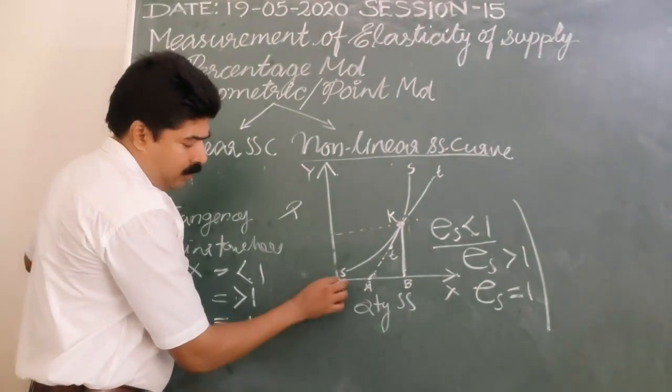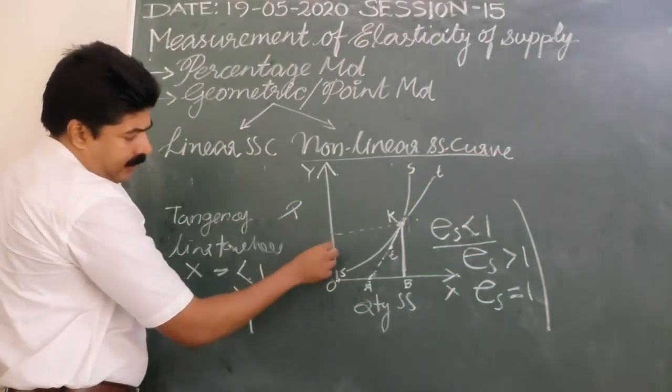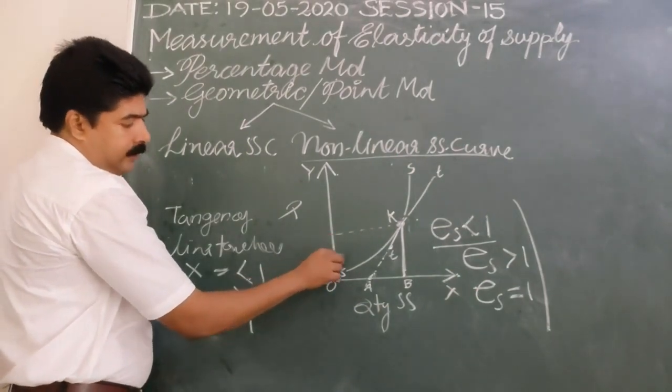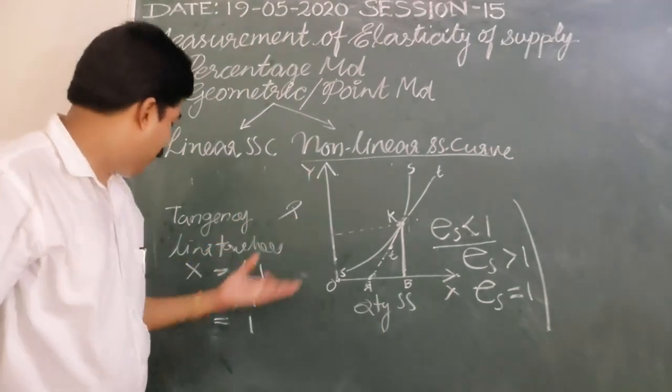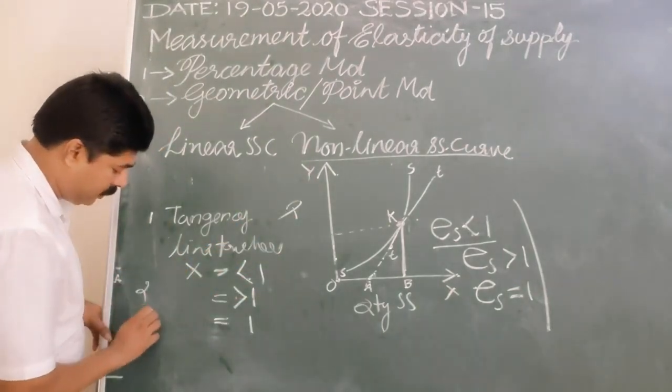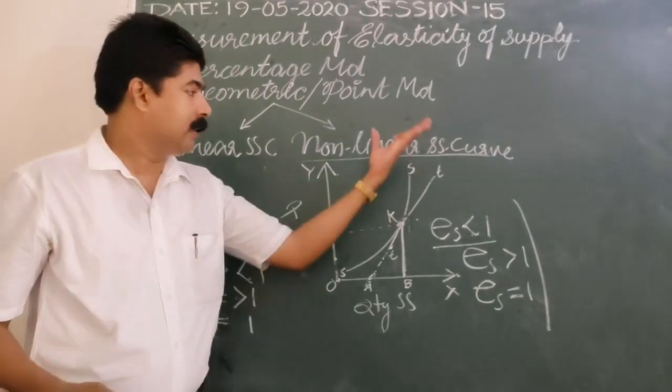If it touches the origin, it equals 1. If the tangent line touches the y-axis, then it is greater than 1. These 3 points you have to note in your fair copy under this diagram. Then only will you come to know how we can calculate.